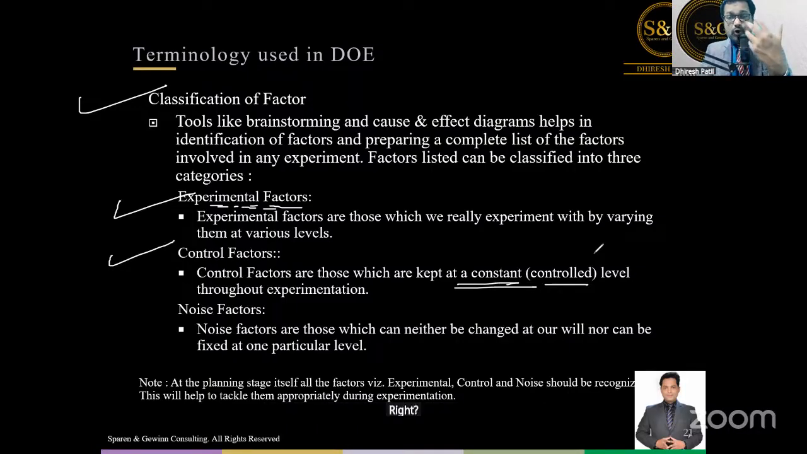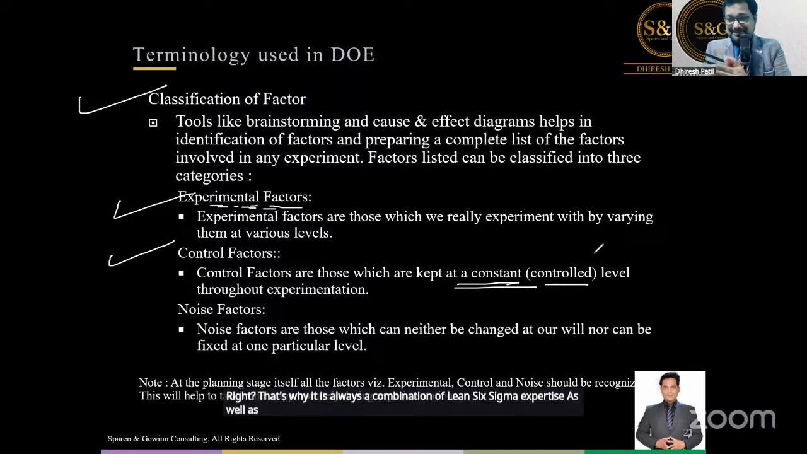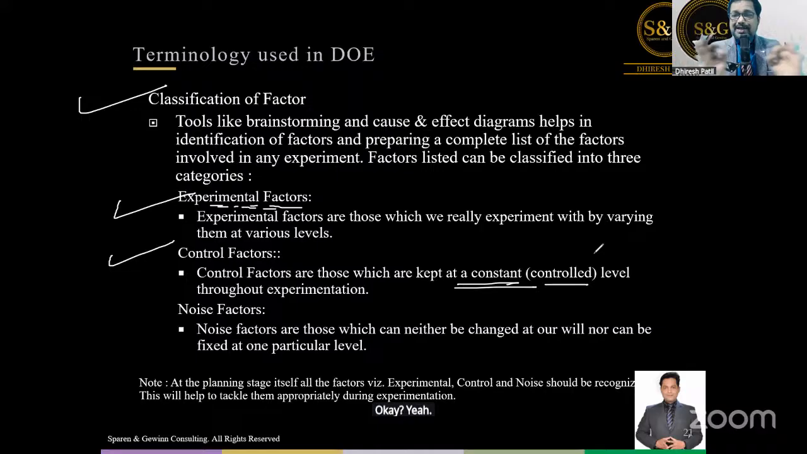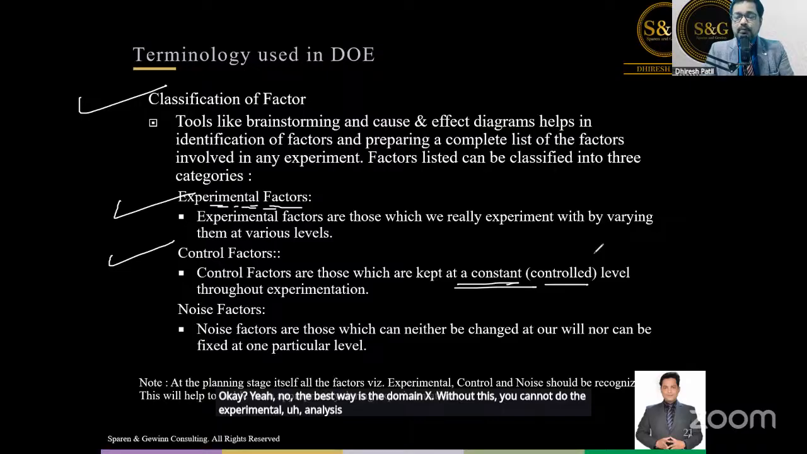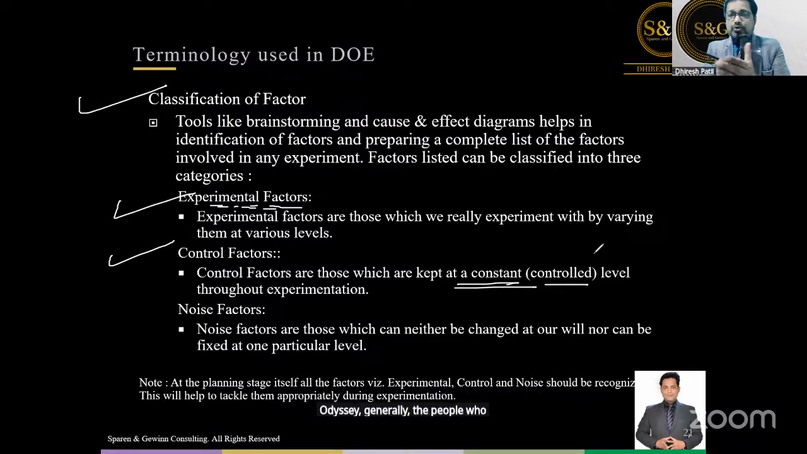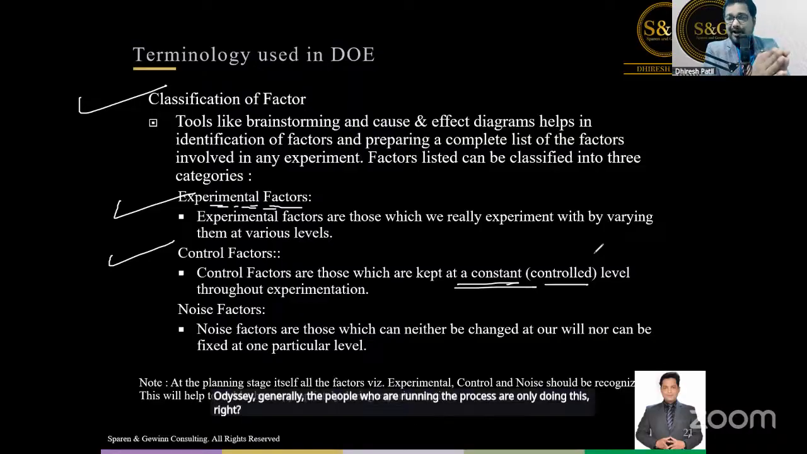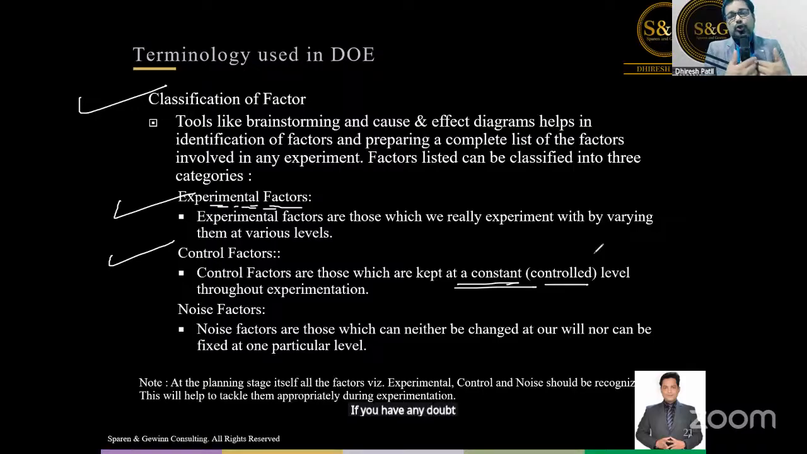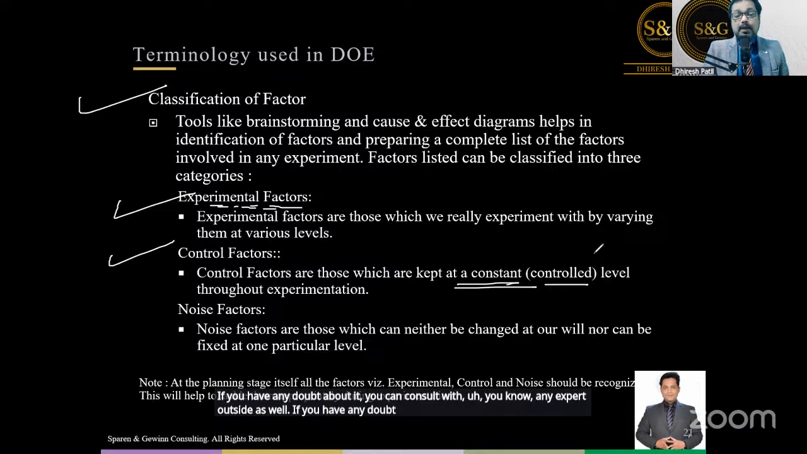That's why it is always a combination of Lean Six Sigma expertise as well as domain expertise. The best way is the domain. Without this, you cannot do the experimental analysis. Generally the people who are running the process are the ones doing this, so they are already experts in their process. They know which factor is most important, which is not, and they also know the settings. If you have any doubt, you can consult any expert outside as well. But domain expertise is required to conduct the experiment.